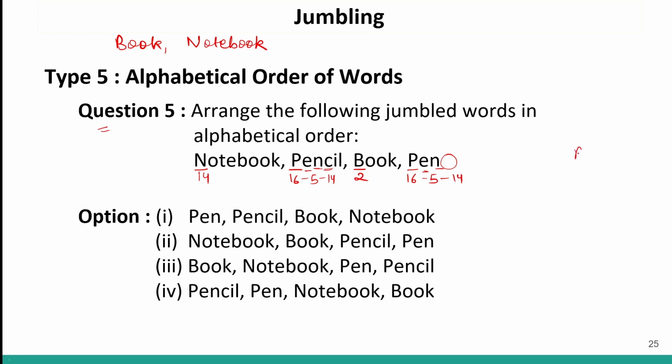So again, the concept of river and rivers. Using the same concept, pen will come before pencil because this word has ended. It does not have any more letters to compare. So pen will come before pencil in dictionary order. So our answer will be book, notebook, pen and then pencil, which is option number 3. So option number 3 will be our correct answer. Okay.